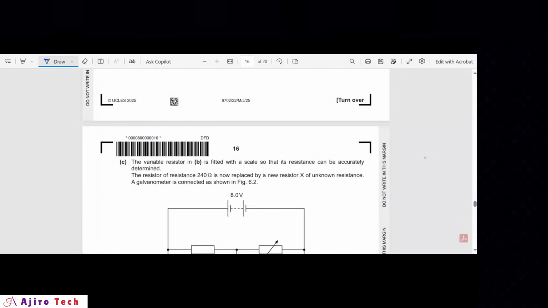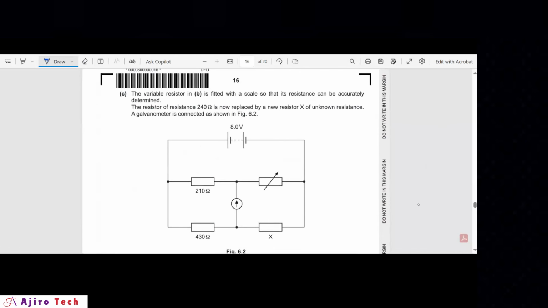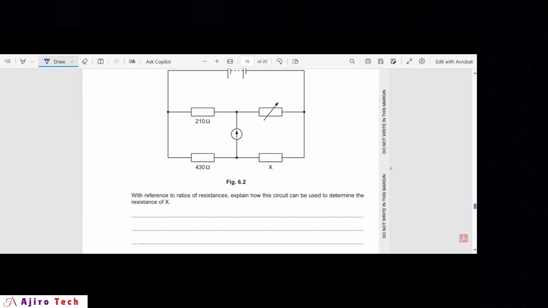So question D now. The variable resistor is fitted with a scale so that the resistance can be accurately determined. The resistor of resistance 240 is now replaced by something else. The question says, with reference to the resistances, explain how. So the first thing is that when the galvanometer reads 0, it means that the ratio of this and this must equal the ratio on this side.